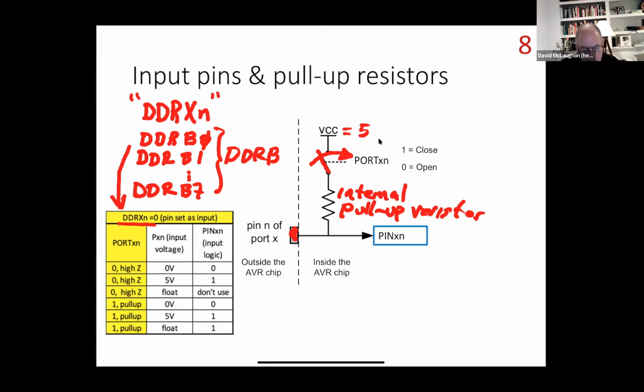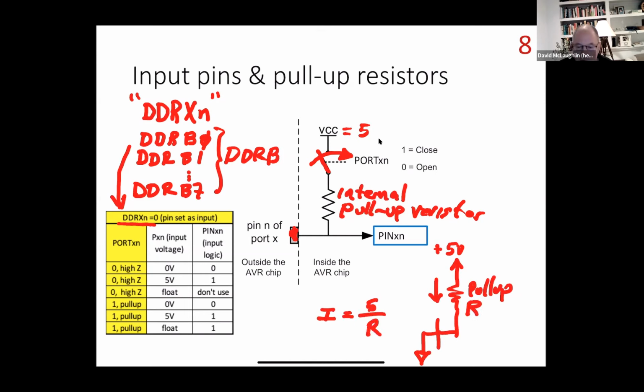Well, that has to do with power consumption. If you've got your 5 volts here, and then you have this pull-up resistor here, and then your output circuit is, let's say, connected to ground. The current that's going to go through there, I, is going to be equal to 5 volts divided by the resistance. Ohm's law tells us that the current through it is going to be 5 volts divided by the resistance. So if the resistance is around 10K, then I is going to be about 5 divided by 10K, which is about 0.5 milliamps, which is a relatively small amount of current.